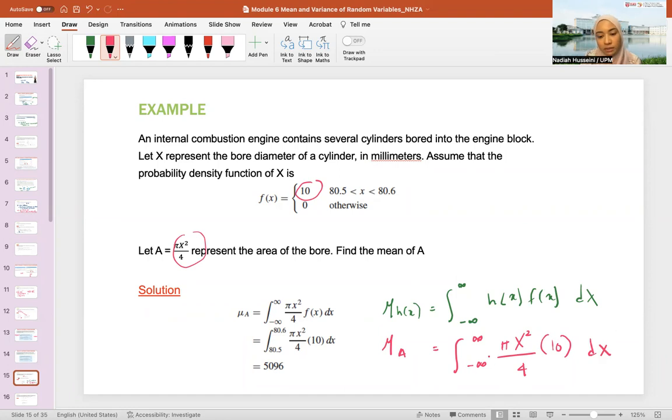So now, instead of minus infinity to infinity, we know our x only goes from this value to this value. So we can rewrite this, putting 80.5, the lower one, at the bottom and the higher one at the top. This is how you write the equation, and you solve it as usual. Your 10 is now a constant, so it's quite easy: pi x to the 3 divided by 3 times 4, then times 10, and then you just plug in the values. You would get this number.